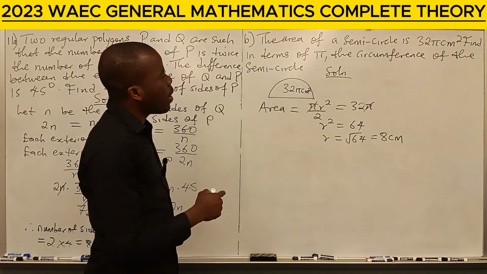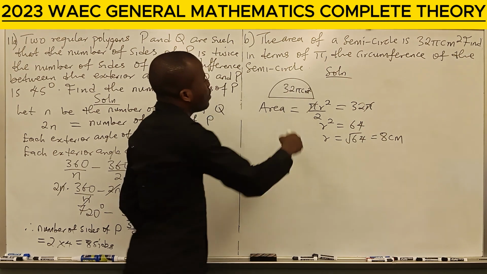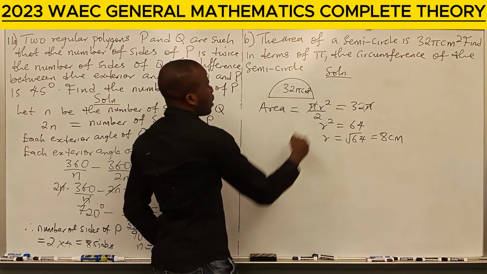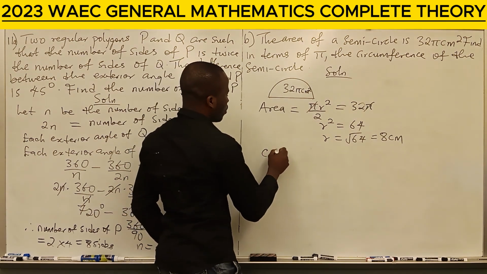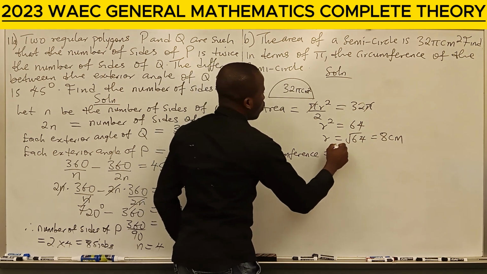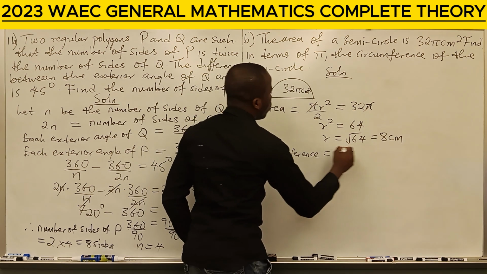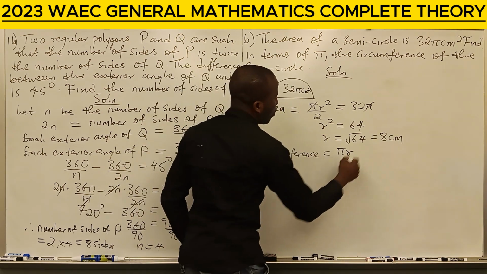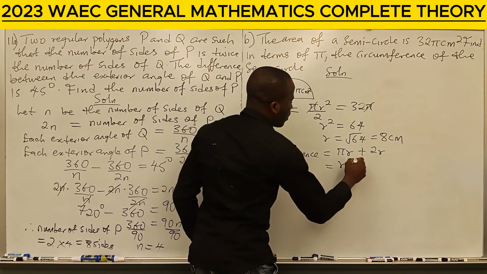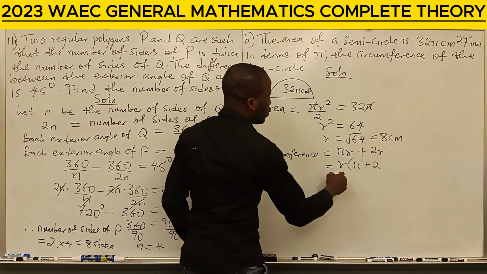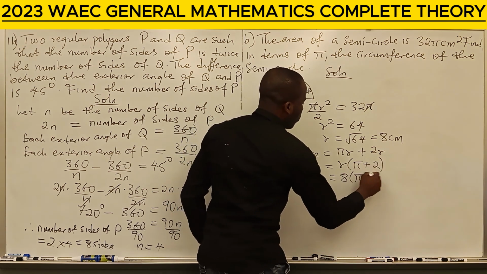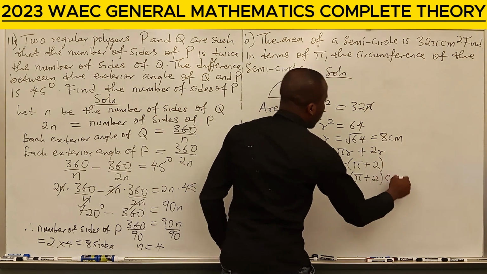Now find, in terms of π, the circumference. The circumference of a semicircle is this arc plus the diameter. So the circumference equals πr, which is the arc, plus 2r, which is the diameter. I can factorize: r(π + 2). r is 8, which is 8(π + 2) cm.